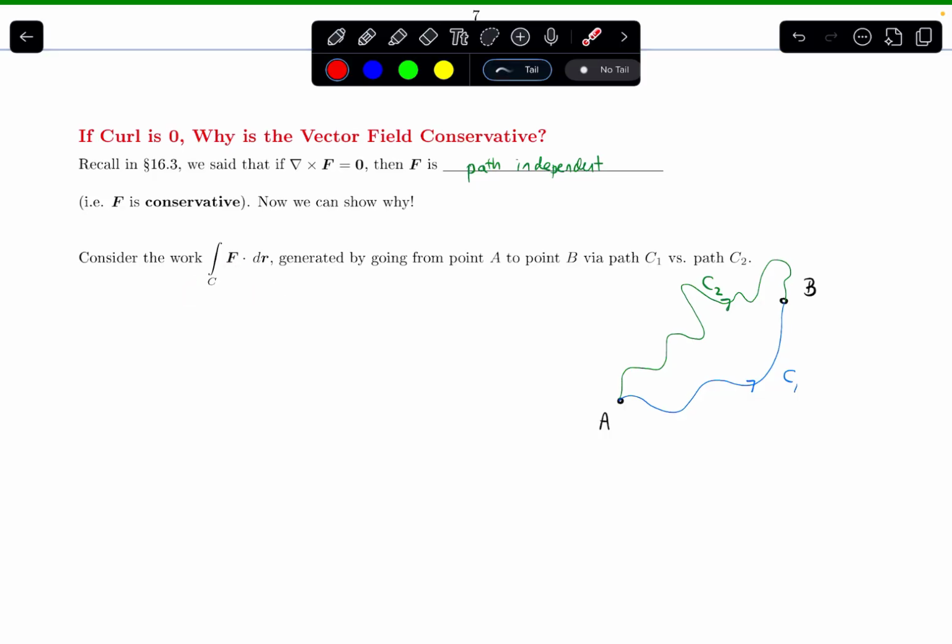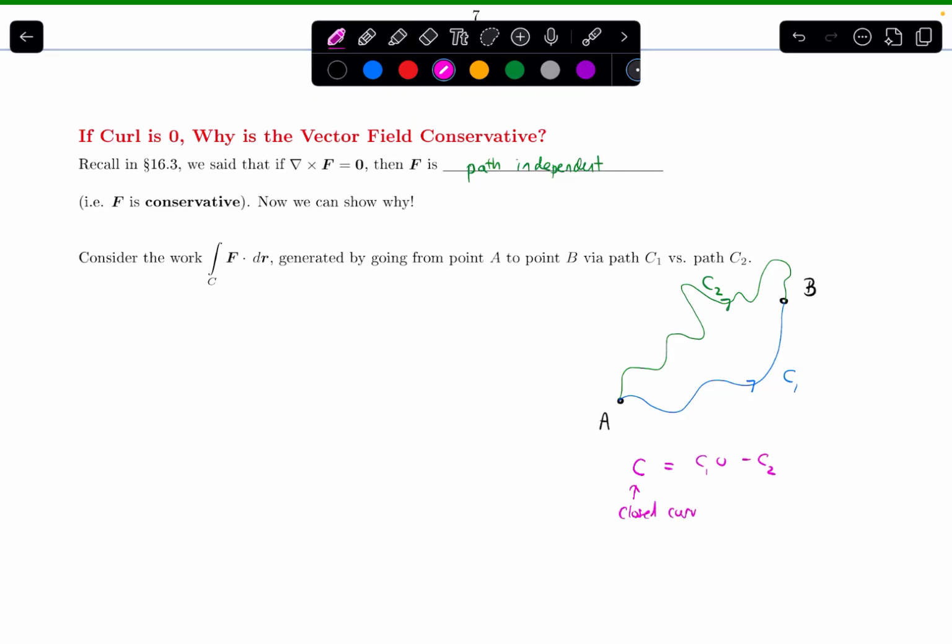So now we are in a position to show why. Let's give a mathematical reason for this. One of the things I want to notice is if I were to take this curve that travels along C1 and then go in the opposite direction of C2, it's a closed curve. I'm going to call that new curve C. So C is going to consist of C1 union the negative of C2, which means the opposite of C2. So this is a closed curve.